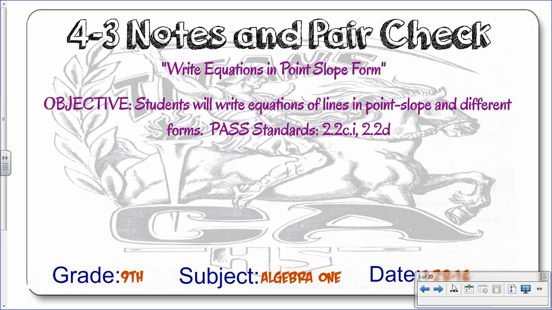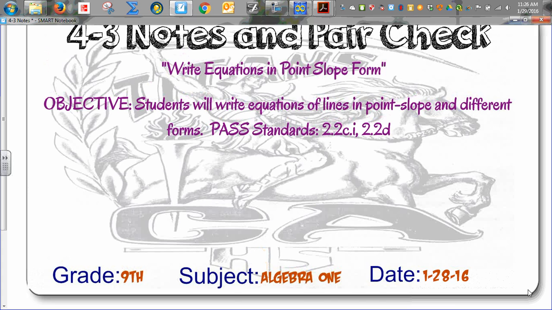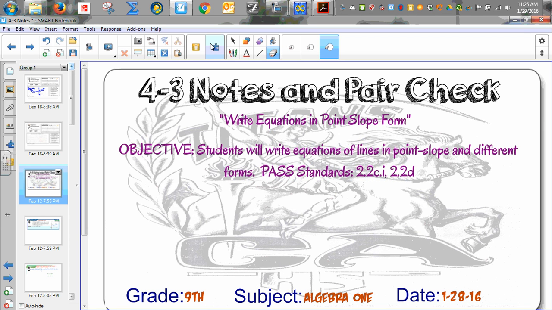Okay, there's the pass standard and the objective for today.